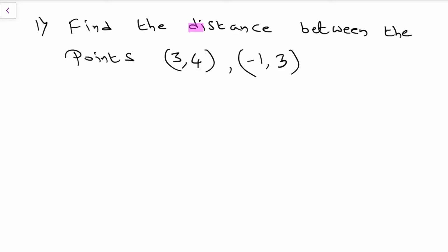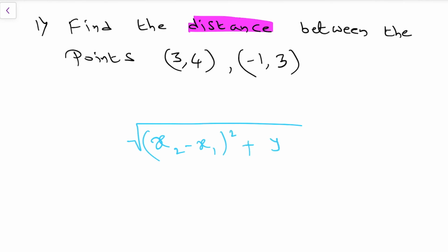Find the distance between the given 2 points 3, 4 and minus 1, 3. So what is the formula for finding the distance between the given 2 points? Under root, x2 minus x1 whole square plus y2 minus y1 whole square. So in the given question, if you observe the points, this is x1 y1 and this is x2 y2. So let us substitute now.